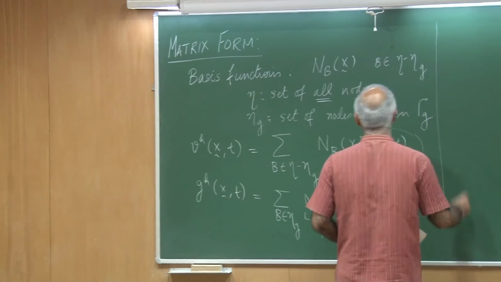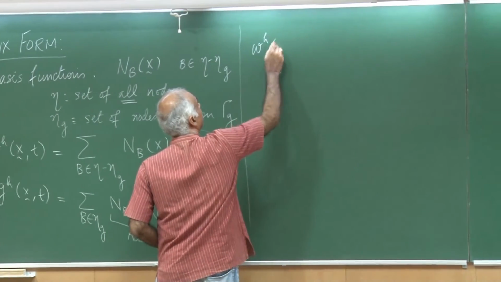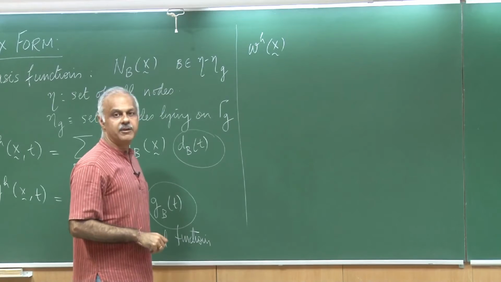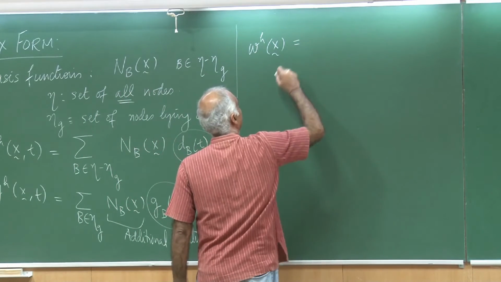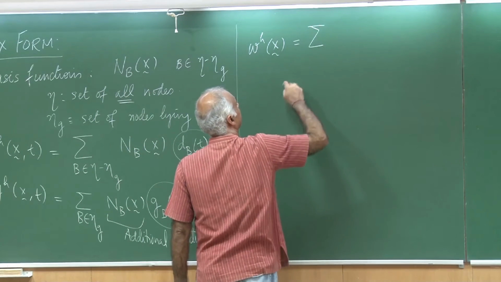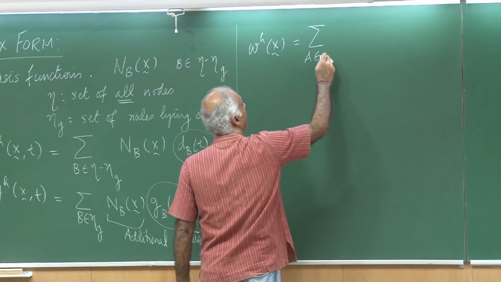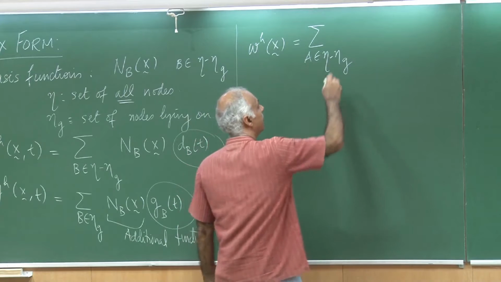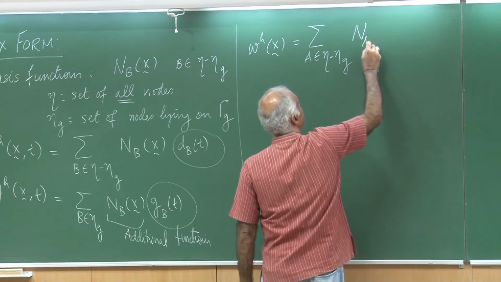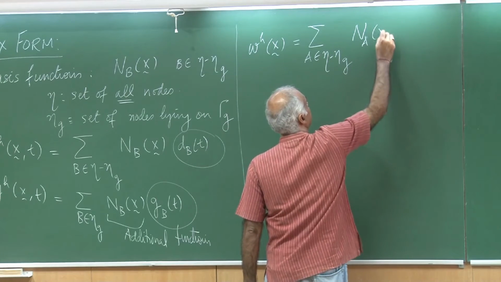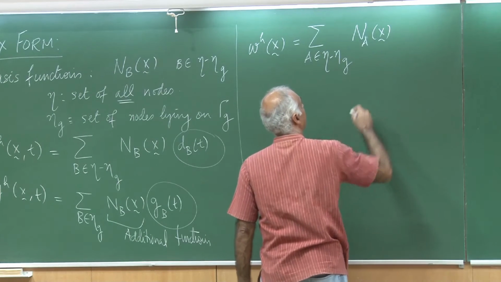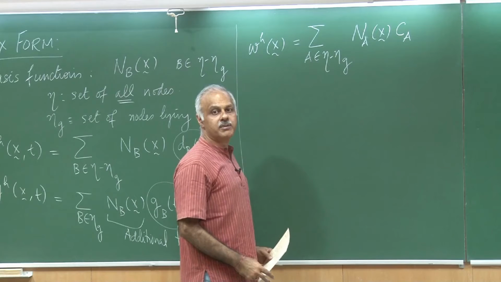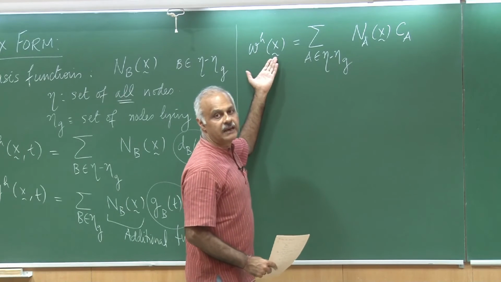The WH, mind you, only depends on x. They are not time dependent and therefore representing them is very straightforward. So, we would have A belonging to the set eta minus eta g and these would depend on the basis functions Na which are functions of x, and then we would have CAs. CAs need not be function of time because there is no time dependence.